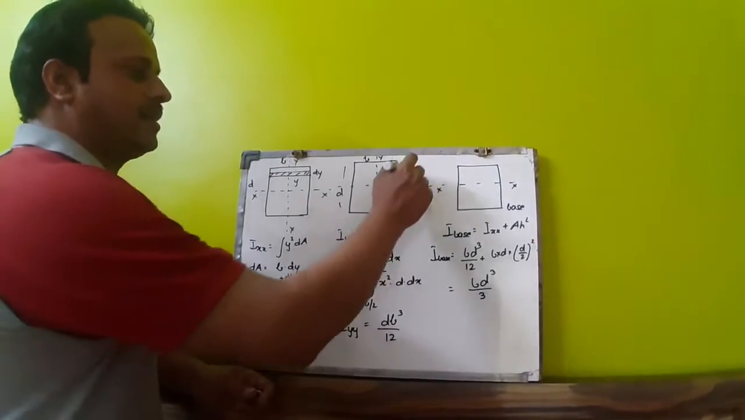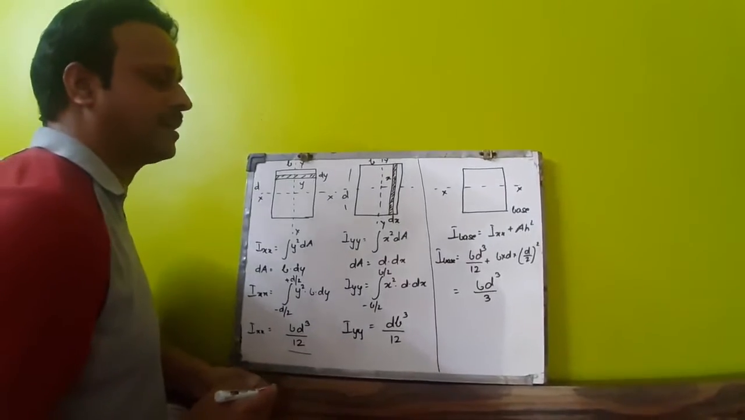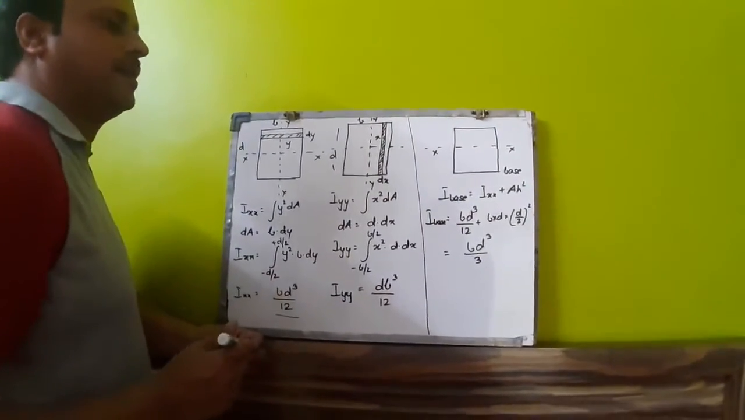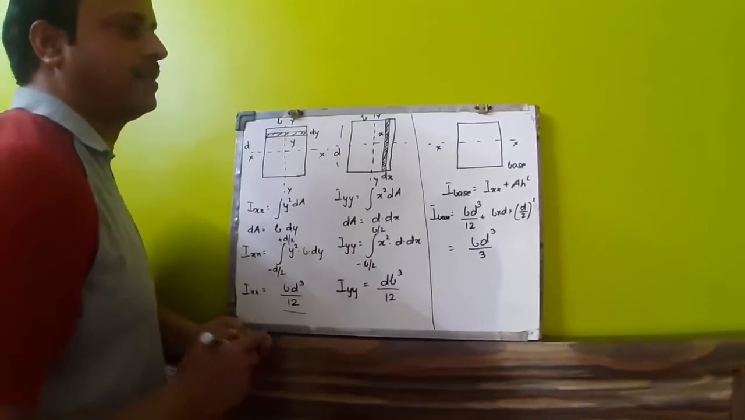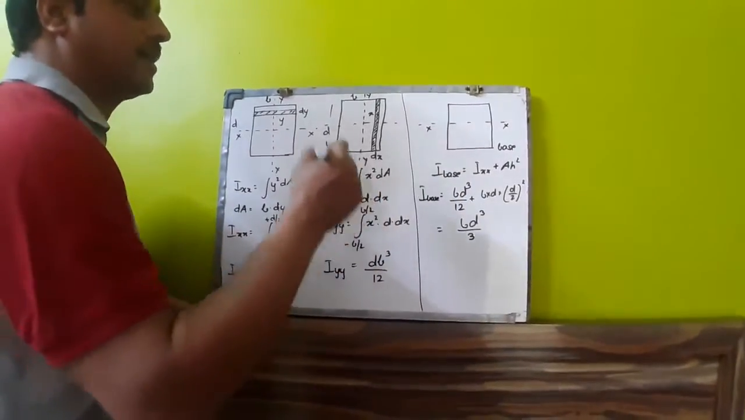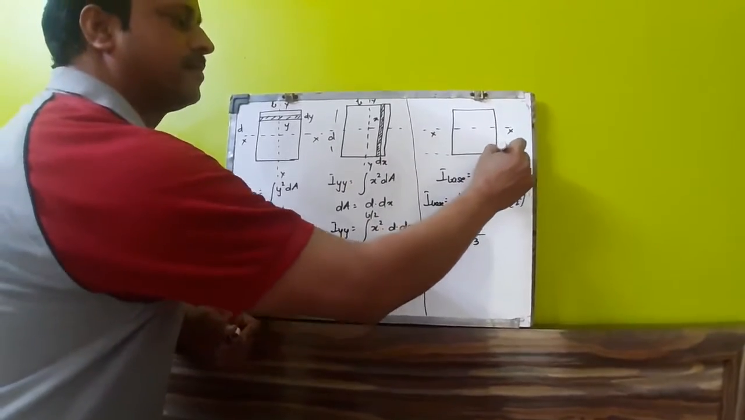Now these are the standards. These are standard values that you need to derive, you need to understand how to do it, and you need to remember also. Now for sake of simplicity and to make you understand what is parallel axis theorem, let us find out the second moment of area of this rectangle with respect to this base.